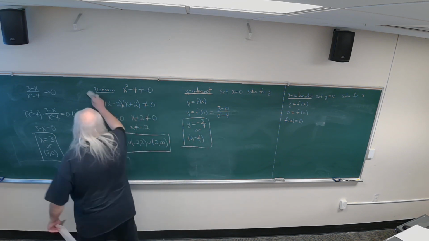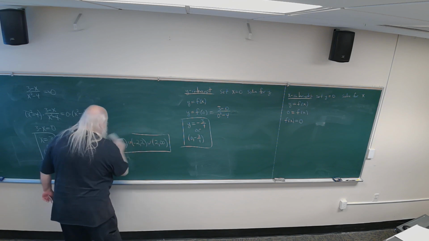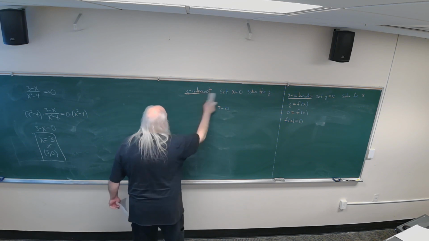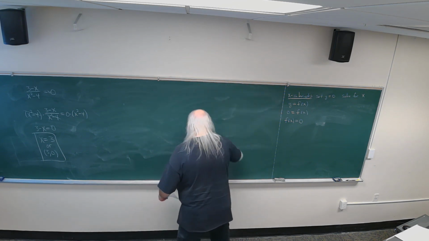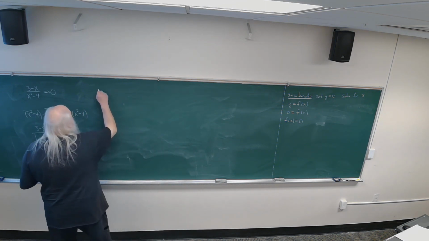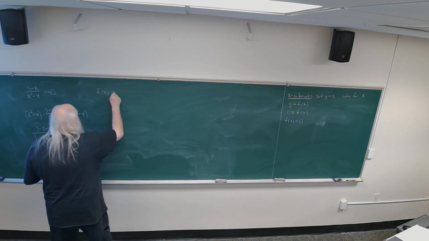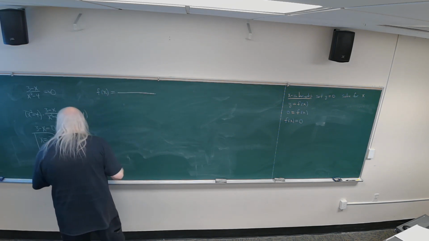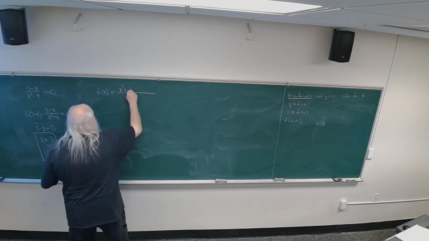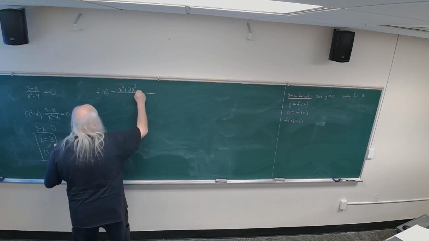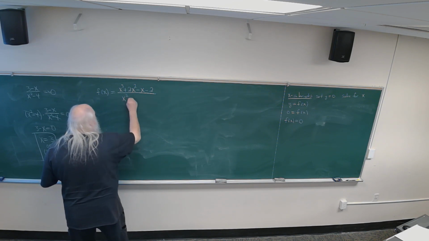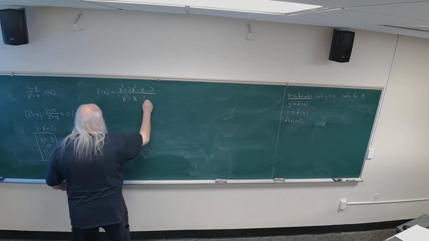Okay. So let's take a look at the next one. It's a bit more challenging. We have f of x is equal to, in the numerator we have the third degree polynomial, x cubed plus 2x squared minus x minus 2, over x squared minus x minus 6. Okay.